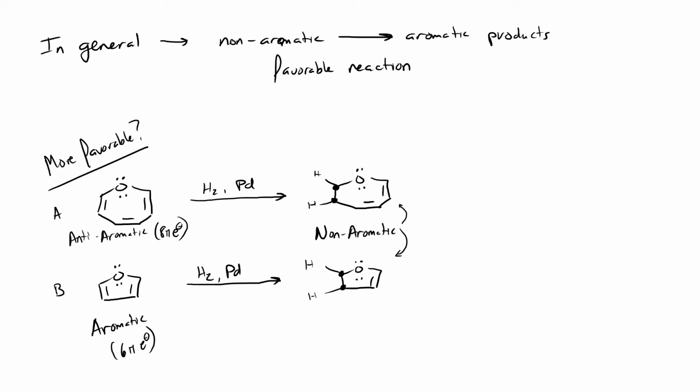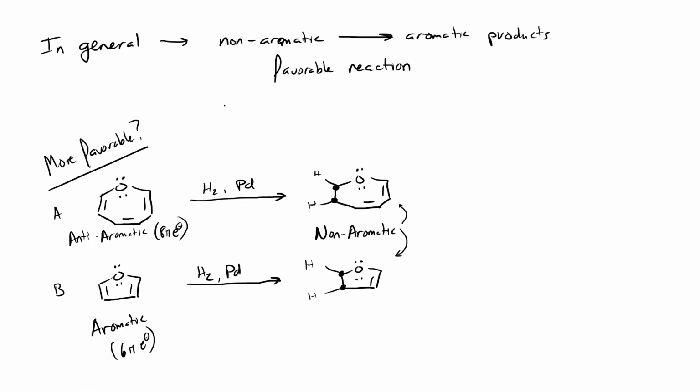All right, so now the question we're asking ourselves is, what is the more favorable reaction? Is it more favorable to go from anti-aromatic to non-aromatic, or is it more favorable to go from aromatic to non-aromatic? So the clue is up here, right? Non-aromatic prefers to go to aromatic products. That's a favorable reaction. So the reverse reaction here is actually favorable. If the reverse reaction is favorable, that means this direction, reaction B, is probably not that favorable of a reaction. But the opposite is true up here.